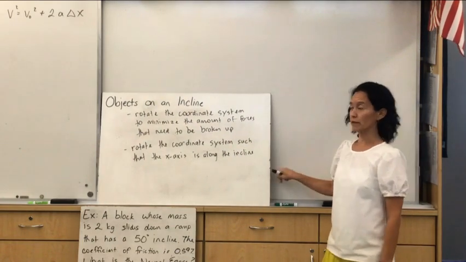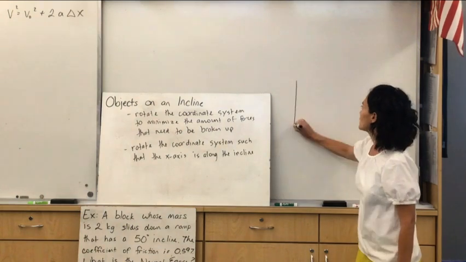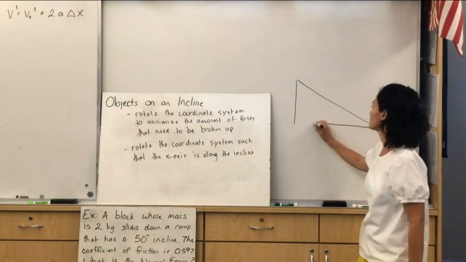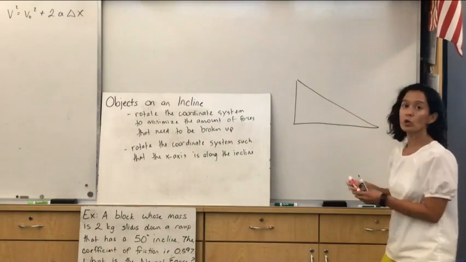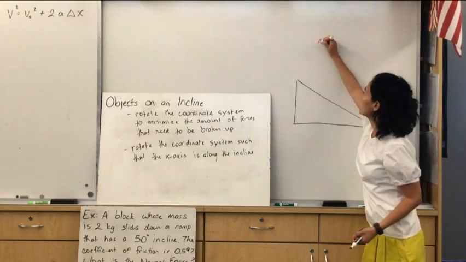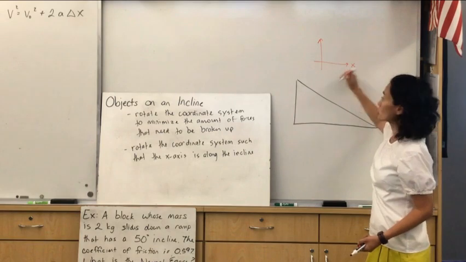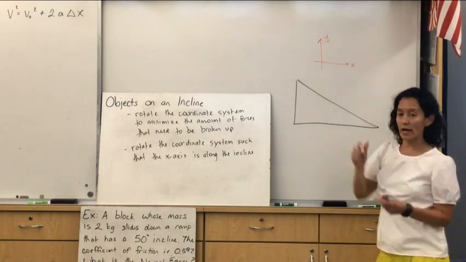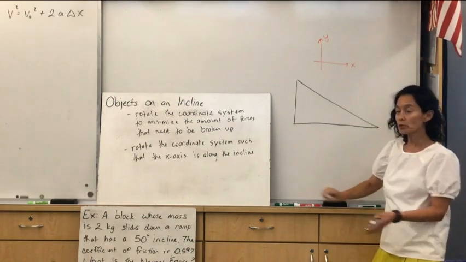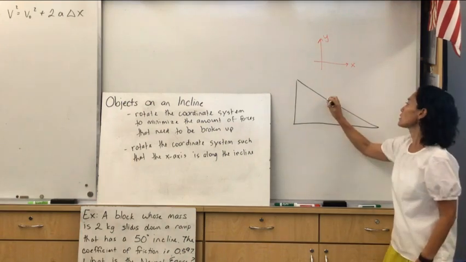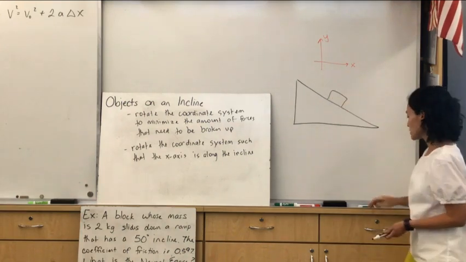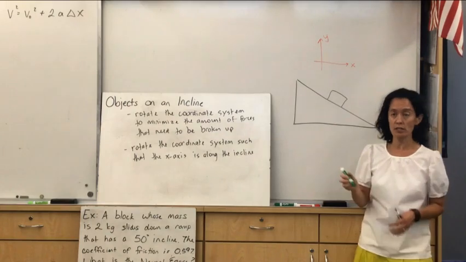So let's get a visual on this. So let's say you have an incline, and typically our coordinate system is like this, right? Where here's our x direction, here's our y direction. But if you have an object on an incline, let's think about the forces. So here's like a box, generic box. Let's draw the forces acting on this.